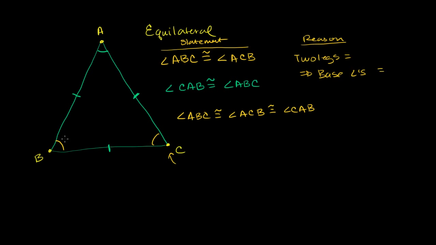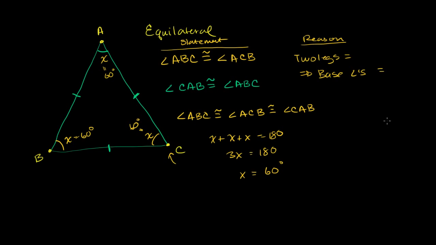And you actually know what that measure is. If you have three things that are the same, so let's call that x, x, x, and they add up to 180, you get x plus x plus x is equal to 180, or 3x is equal to 180. Divide both sides by 3. You get x is equal to 60 degrees. So in an equilateral triangle, not only are they all the same angles, but they're all exactly 60 degree angles.